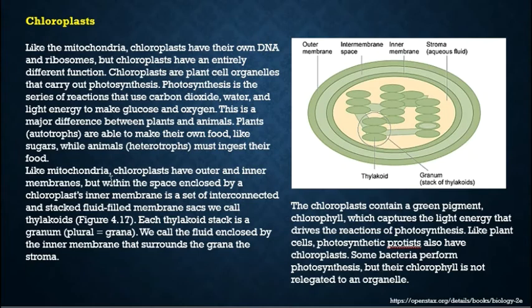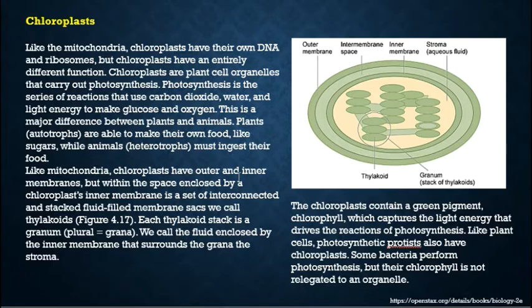Next we come on to the chloroplast, the most important organelle of plants, at least with respect of human beings' use. Like mitochondria, chloroplasts have their own DNA and ribosome, but chloroplasts have an entirely different function. All of us know that it carries out photosynthesis. Photosynthesis is a series of reactions that uses CO2, water and light energy to make glucose and oxygen. This is the process which makes the plants autotrophs, which are able to make their own food, while animals are heterotrophs, who depend on other organisms for their food.